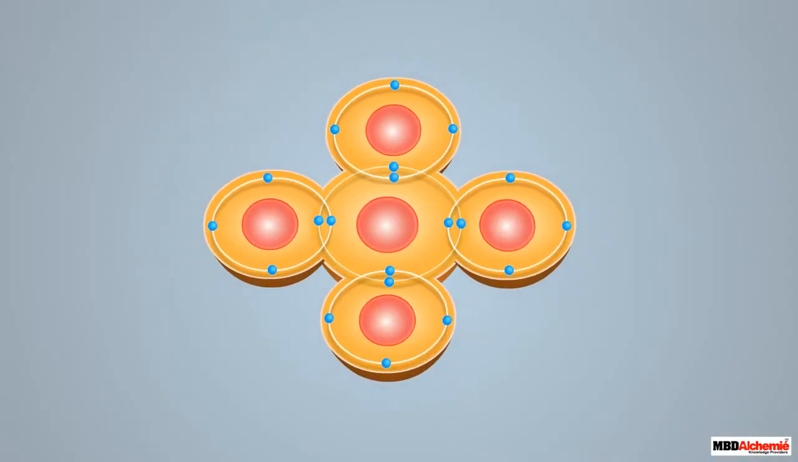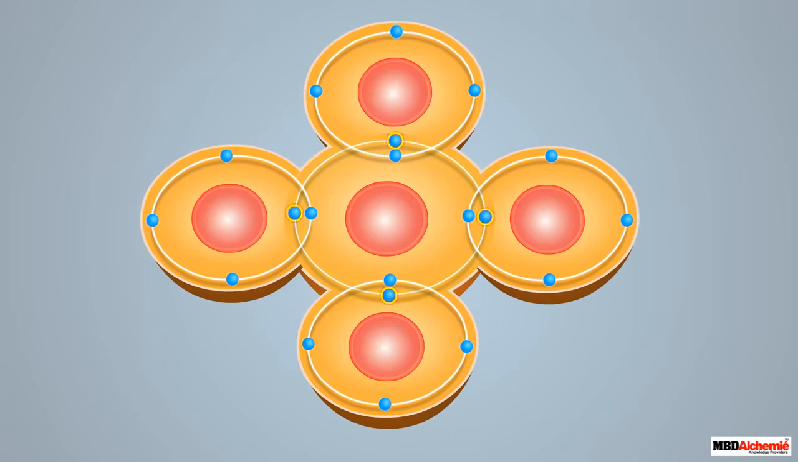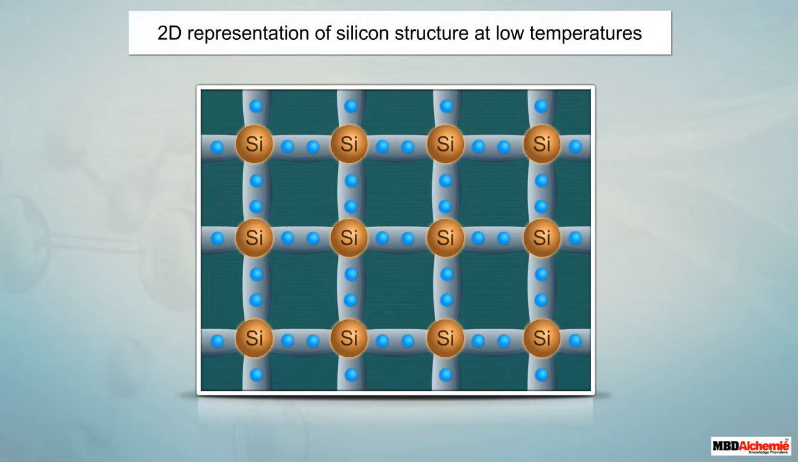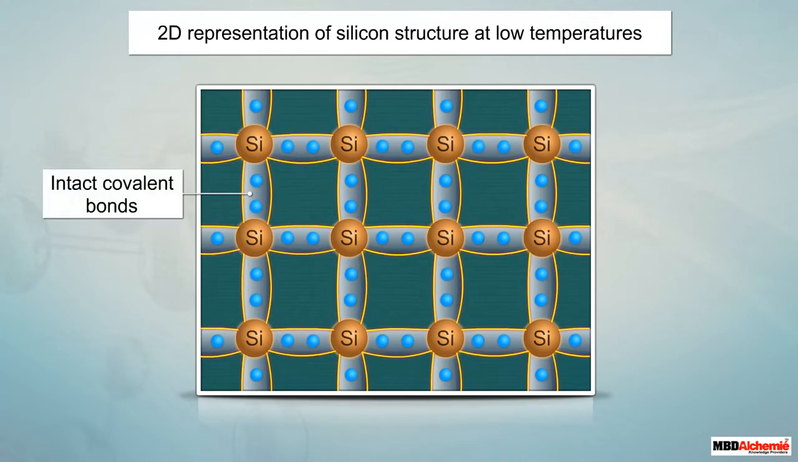In its crystalline structure, every silicon atom shares one of its 4 valence electrons with each of its 4 nearest neighboring atoms and also takes share of 1 electron from each of its neighbors. These shared electron pairs form covalent bonds. The figure schematically shows the 2-dimensional representation of a silicon structure at low temperatures. It shows an idealized picture in which all the covalent bonds are intact.